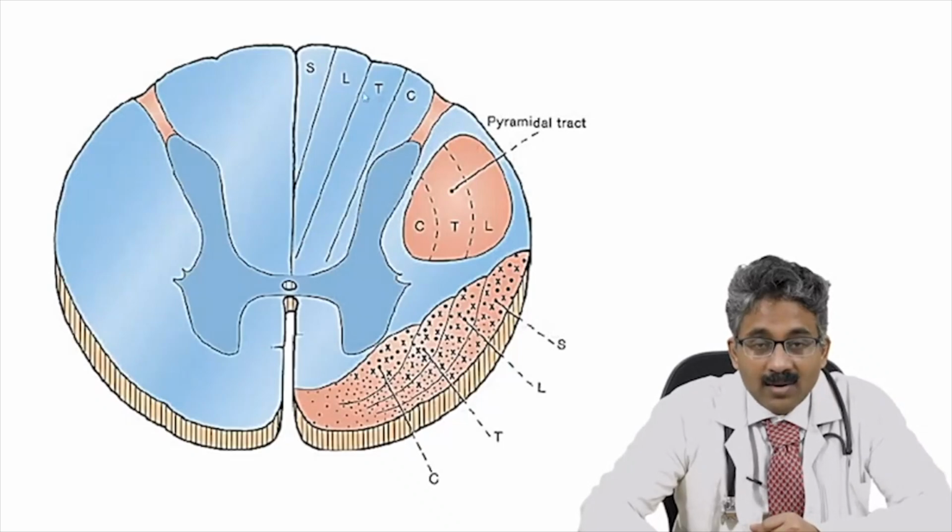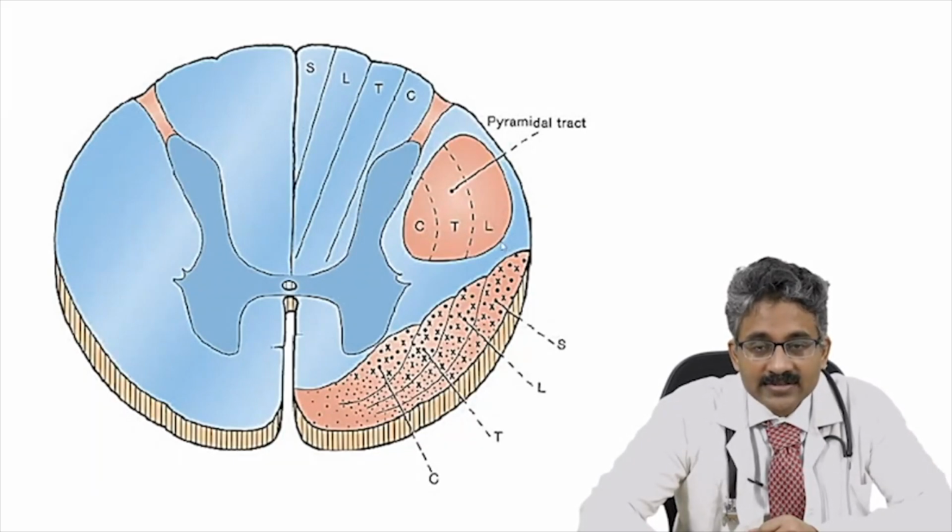Now coming to the posterior column, carrying fine touch, vibration and proprioception. Here the sacral fibers are medially situated and cervical fibers are laterally situated. The corticospinal tracts behave like the spinothalamic tract: cervical fibers are medially situated, and the thoracic, lumbar and sacral fibers are laterally situated. These are the arrangements of fibers within the spinal cord.